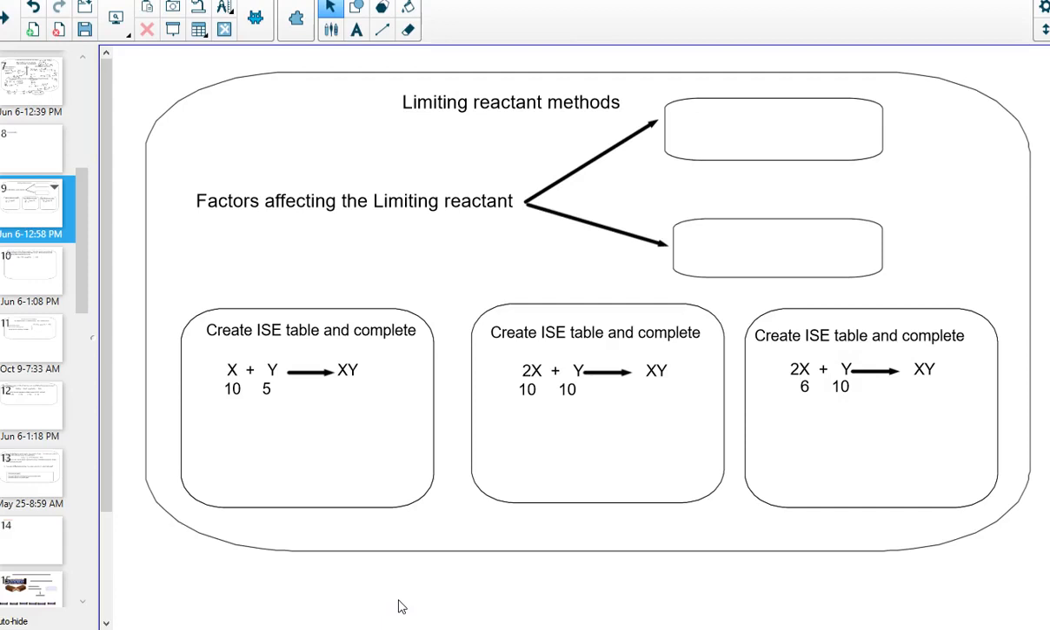This is a quick little preview of this, or post view, something that you should have seen already. If you haven't, then you're going to need more work at it. So we're just really introducing these concepts. Alright, so first of all, what is a limiting reactant?